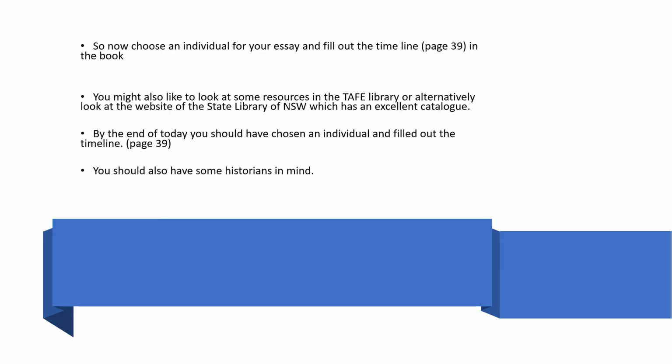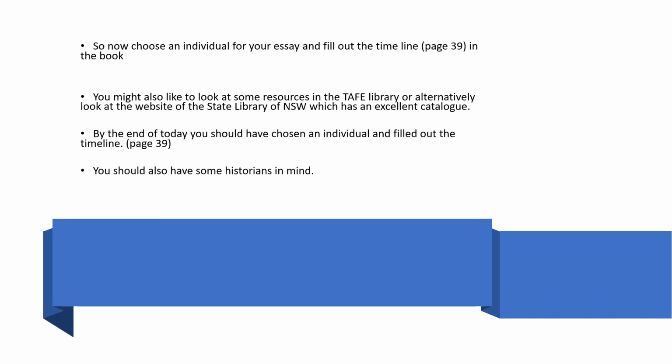Okay, so where do you go from here? The key step in your journey to writing this essay is to choose an individual who's a little bit controversial. So think about that, and by the end of the week you should have an individual. So try and commit by the end of the week. There's a timeline in the book for you to write about your individual's life, which will help you write the biography paragraph in the essay.